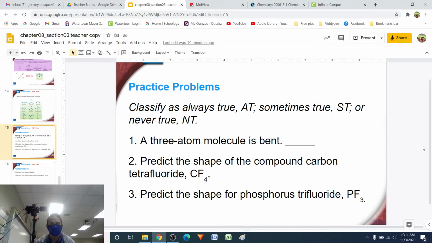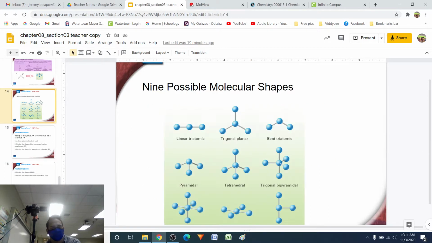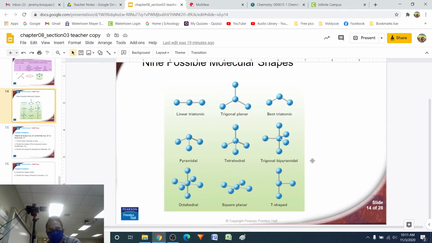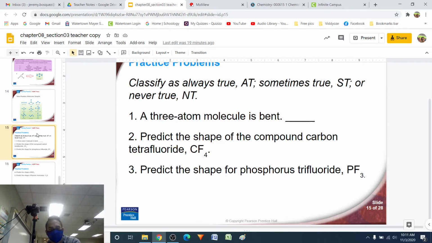Alright, so beginning here with number 1, it says classify as always true, sometimes true, or never true. Number 1, a 3-atom molecule is bent. In order for us to answer this question, we are going to want to take a look at the different molecules that we have. So here are molecular shapes. And for question 1, it says a 3-atom molecule is bent.